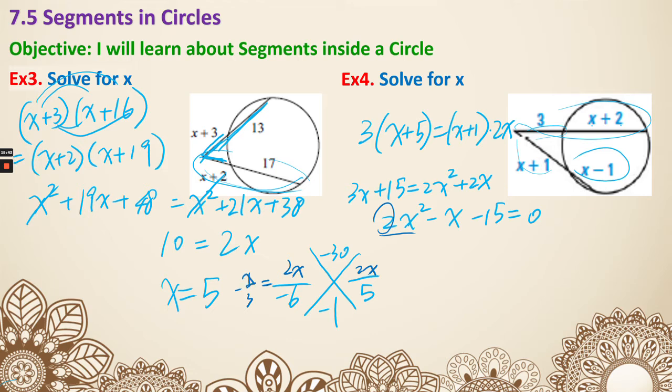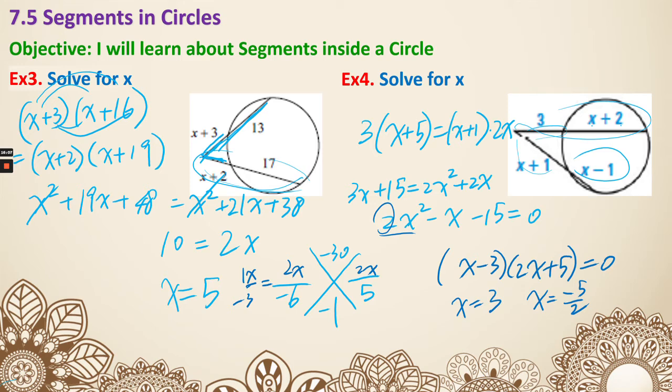So time to put in the parentheses. Actually, not 2x. That's 1x. So it's going to be x minus 3 times 2x plus 5 equals 0. X minus 3 after solving is going to give us x equals 3. 2x plus 5 after solving is going to give us x equals negative 5 over 2.